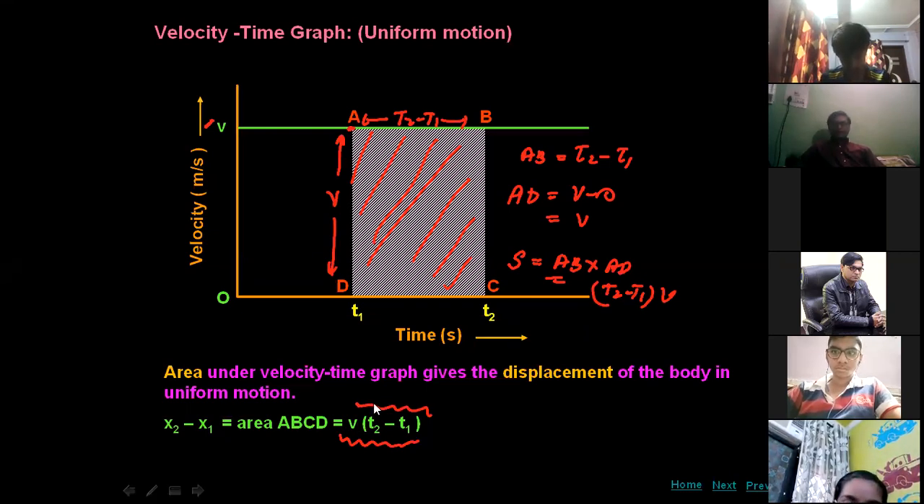So the main key point is that the area under the velocity time graph gives us the magnitude of the displacement. The area under the velocity time graph gives us the magnitude of the displacement of the body in uniform motion.